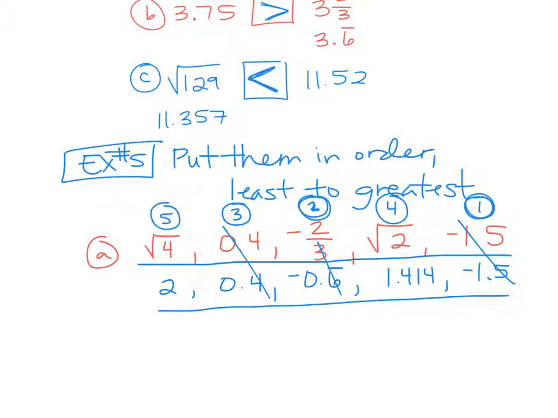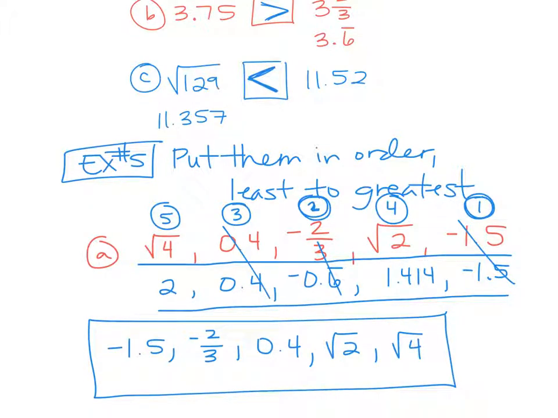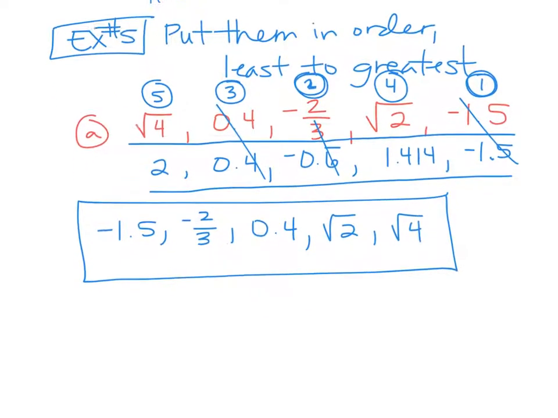So your answer is just putting the numbers down for that. So negative 1.5, negative 2/3, 0.4, the square root of 2, and the square root of 4. Okay, this is your answer. Does that make sense? Okay. Could you put those numbers on a number line? Yes, you can.